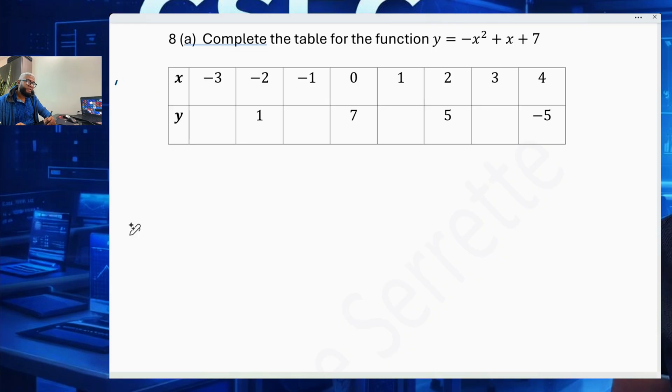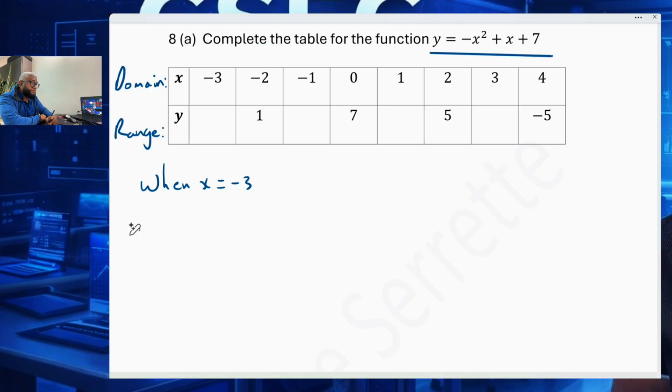Domain would be your x values. Your range would be your y values. So let me work. We're first doing when x is equal to negative 3. Look at your whole function up here. They're telling you what y is. Y will be equal to, instead of x squared, what do I put? Negative 3 in brackets squared, eh? Because it's negative x squared. X is negative 3, right? Plus negative 3 plus 7, right?